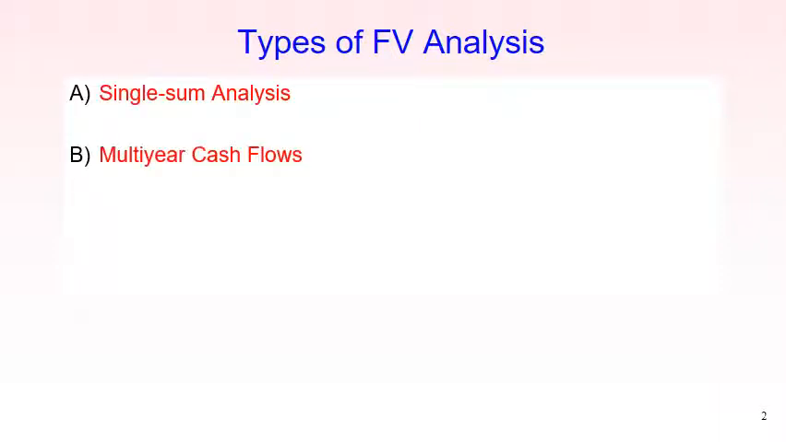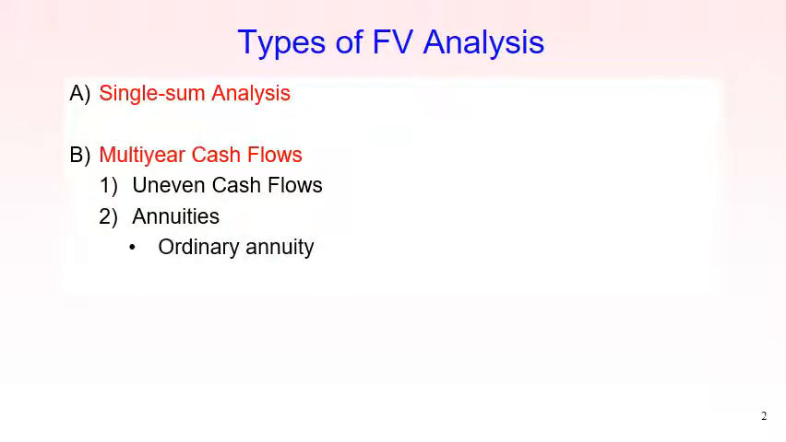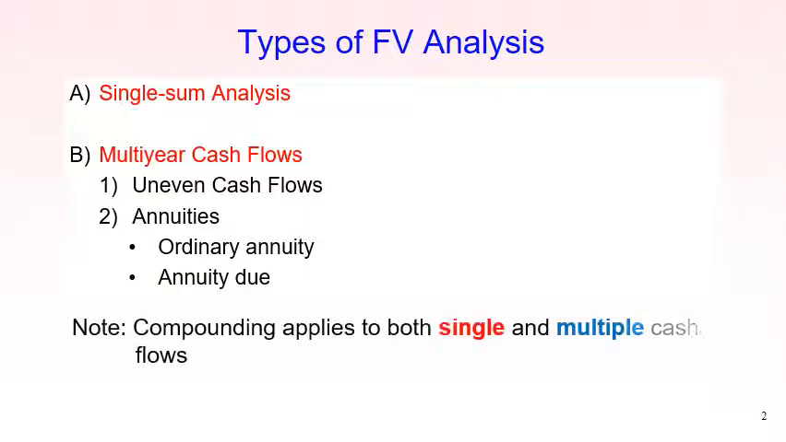Types of future value analysis. Single sum analysis. Multi-year cash flow. Under multi-year cash flow, you have uneven cash flow and annuities. Under annuities, we have ordinary annuities and annuity due. Note, compounding applies to both single and multiple cash flows.